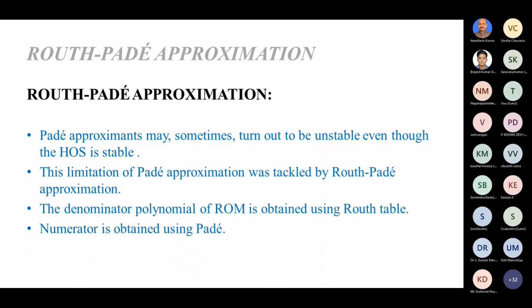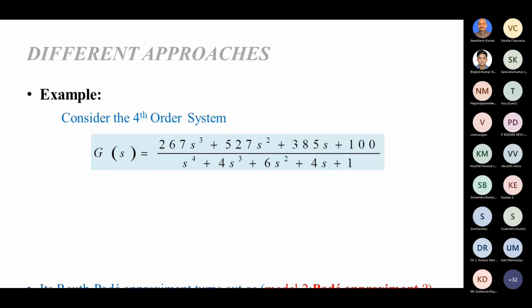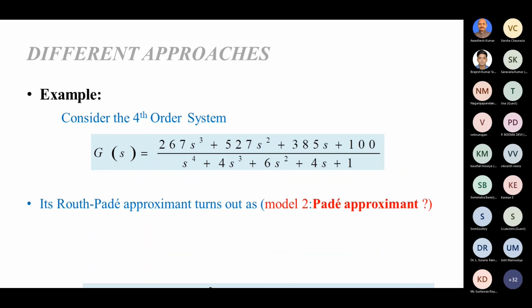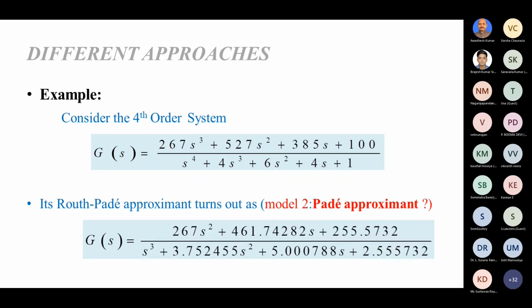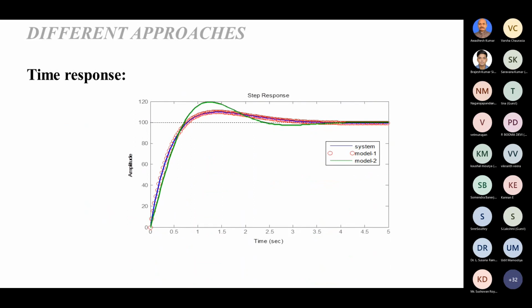So this is what is written here. In this, we have taken one example. The higher order system is a fourth order system. We have found a reduced order model using the Routh approximation method, right? The time response, which we have plotted. Model 2 in fact represents the Padé approximation, and model 1 represents the Routh approximation. We find that model 1 has a better matching to this.